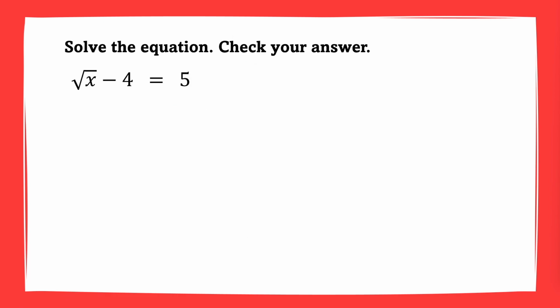To solve this radical equation, we first need to isolate the square root by adding 4 to both sides. Once the square root is isolated, we can square both sides of the equation, leaving x by itself. 9 squared equals 81. Now let's check our answer.